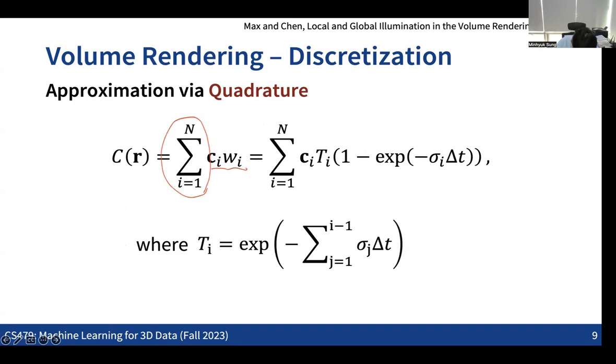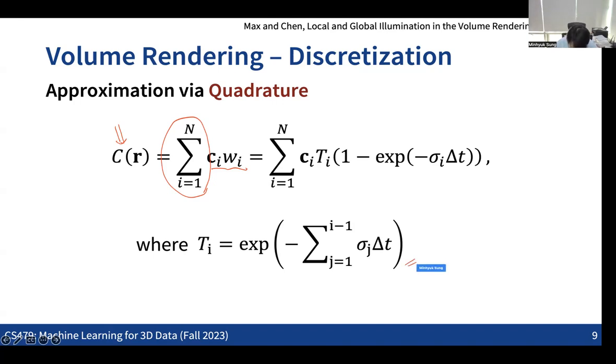So that becomes the final color information for each pixel. This was basically the idea of how we can calculate all these quantities by having some kind of discretized samples along each ray. So this was basically the formulation that you implemented in assignment 2.